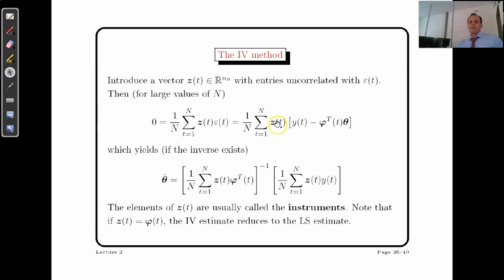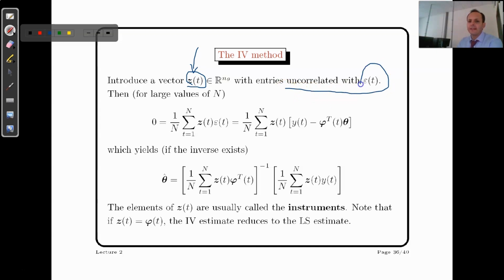So what is the basic idea of the instrumental variable method? It's quite simple: you are introducing what we call the instrument. The instrument is a variable z of t, which is important, is a signal which is uncorrelated with the prediction error, of course when you have a sufficient number of data, and of course this is the solution.